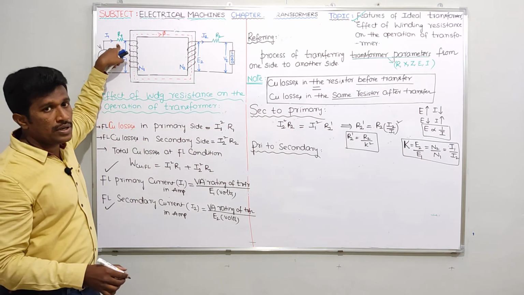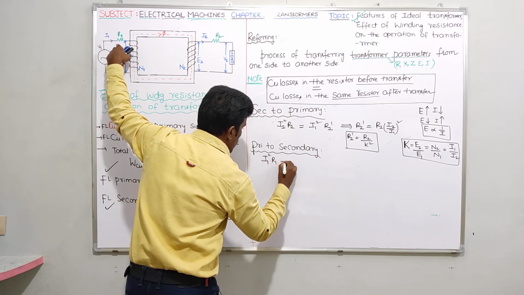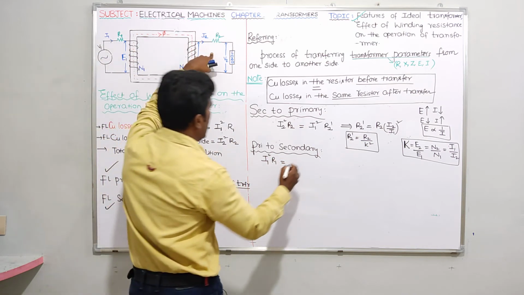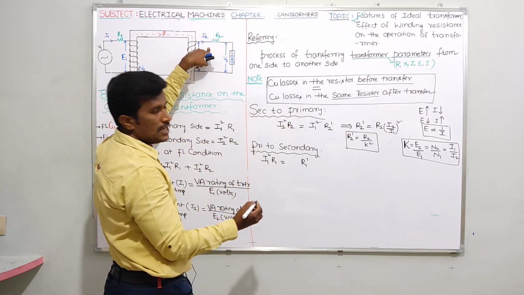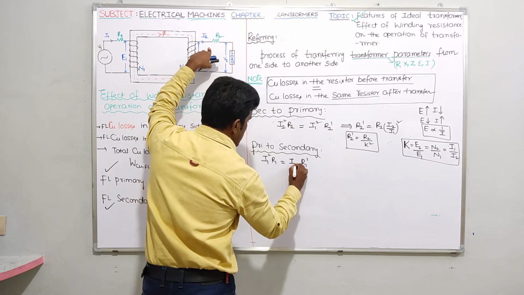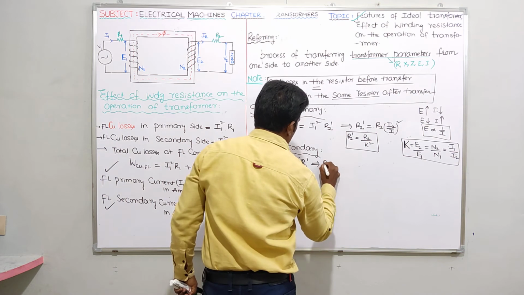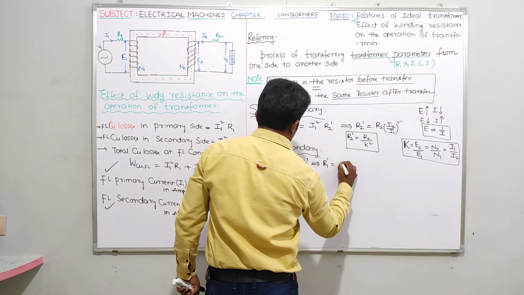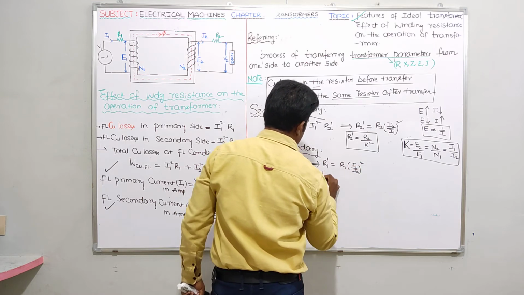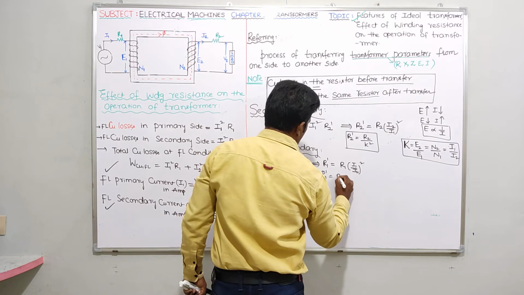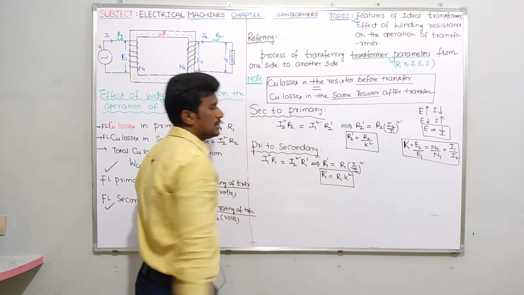What is the copper loss through R1? In the primary side, it is I1 square R1. If R1 comes towards the secondary side, it becomes R1 dash. What is the current flowing through R1 dash in the secondary side? I can say I2, so copper loss means I2 square R1 dash. So from this, R1 dash equals R1 into (I1 by I2) whole square. That means R1 dash equals R1 into K square. This is the formula for R1 dash.